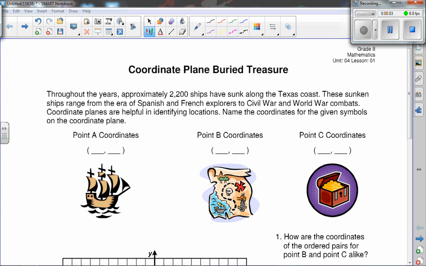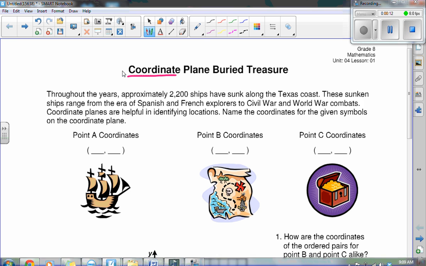Hello class. Today we are going to start talking about the introduction to the coordinate plane. Please take out your handout, Coordinate Plane Buried Treasures. Let's take a look at it.